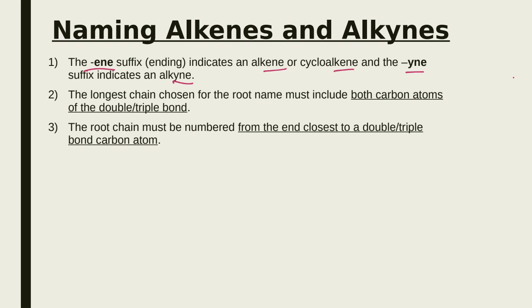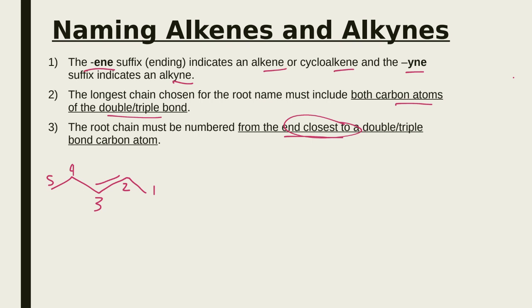So number 2 says the longest chain chosen for the root name must include both carbon atoms of the double or triple bond. And then the root chain will be numbered from the end closest to the double or triple bond. So here is an example that I would like you to jot down in your notes. Here's an example of an alkene, okay, double bond. And we now know that we would begin to number this molecule from the side closest to the double bond. So I'm going to start numbering from this side. 1, 2 carbons get me to the pi bond. 3, 4, and then 5 right there.